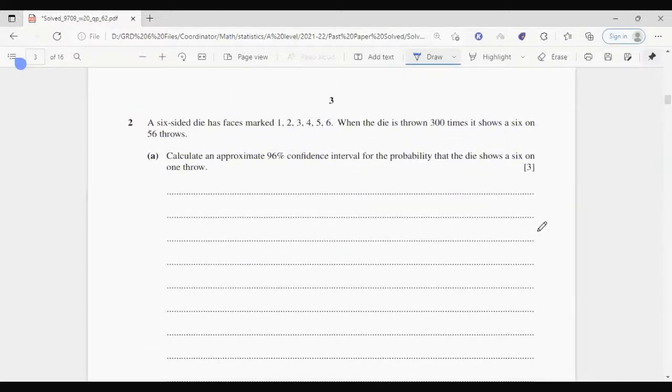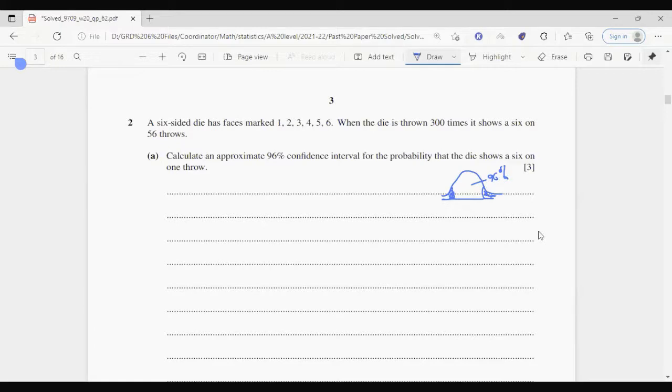A 6-sided die has faces marked 1, 2, 3, 4, 5, and 6. When the die is thrown 300 times, it shows a 6 on 56 throws. Calculate an approximate 96% confidence interval for the probability that the die shows a 6 on 1 throw. So here we have to think about a 96% confidence interval. So the unshaded region is your confidence interval.